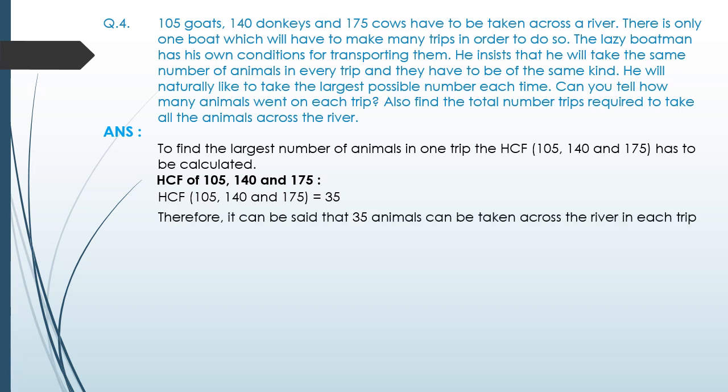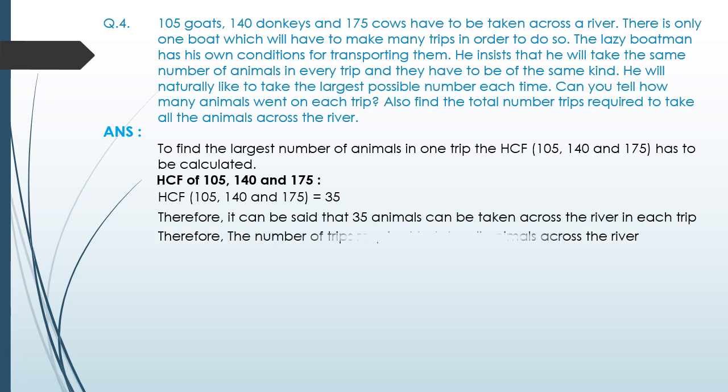Therefore, it can be said that 35 animals of the same kind can be taken across the river in each trip. Now, they have also asked us to find out the total number of trips required by the boatman to take all animals across the river. So, here what are we going to do? We will count all the animals together. First of all, the total number of animals, and we are going to divide the total number of animals by the number of animals which can be taken across the river in one trip.